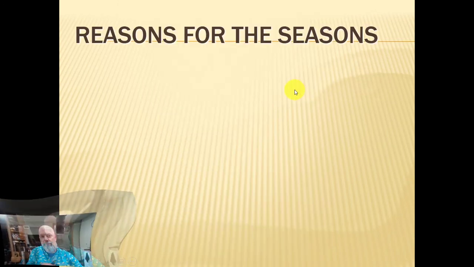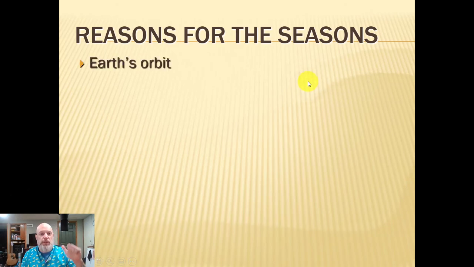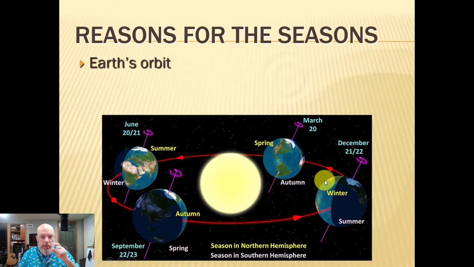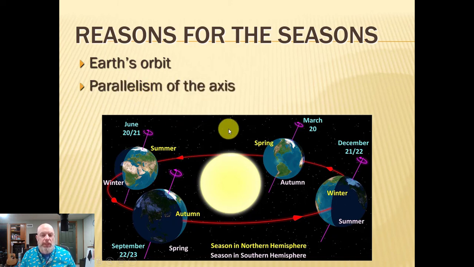Lastly, reasons for the seasons. We've talked about the Earth's orbit. So it's an obvious one, but if we didn't orbit the sun, we wouldn't have seasons, right? If we stayed in one place for some reason, we would always have the same tilted angle, and so we wouldn't enjoy the seasons. Parallelism of the axis, that means all these lines of the axes of the Earth every day are always parallel to each other, so it always maintains that same angle all the way around the sun all year long.